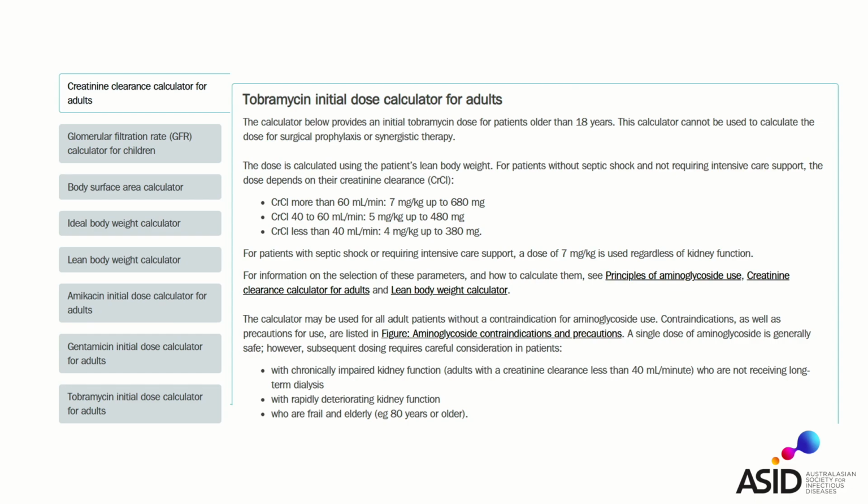And so you can see here that the dose is calculated using the patient's lean body weight. For patients without sepsis and septic shock, creatinine clearance more than 60, 7 milligram per kilogram lean body weight, 40 to 65 up to 480, less than 40, 4 milligram per kilogram. Query don't use if you don't want to cause any additional toxicity. For patients with sepsis or septic shock, just give 7 milligram per kilogram lean body weight regardless of kidney function, just give a single dose.